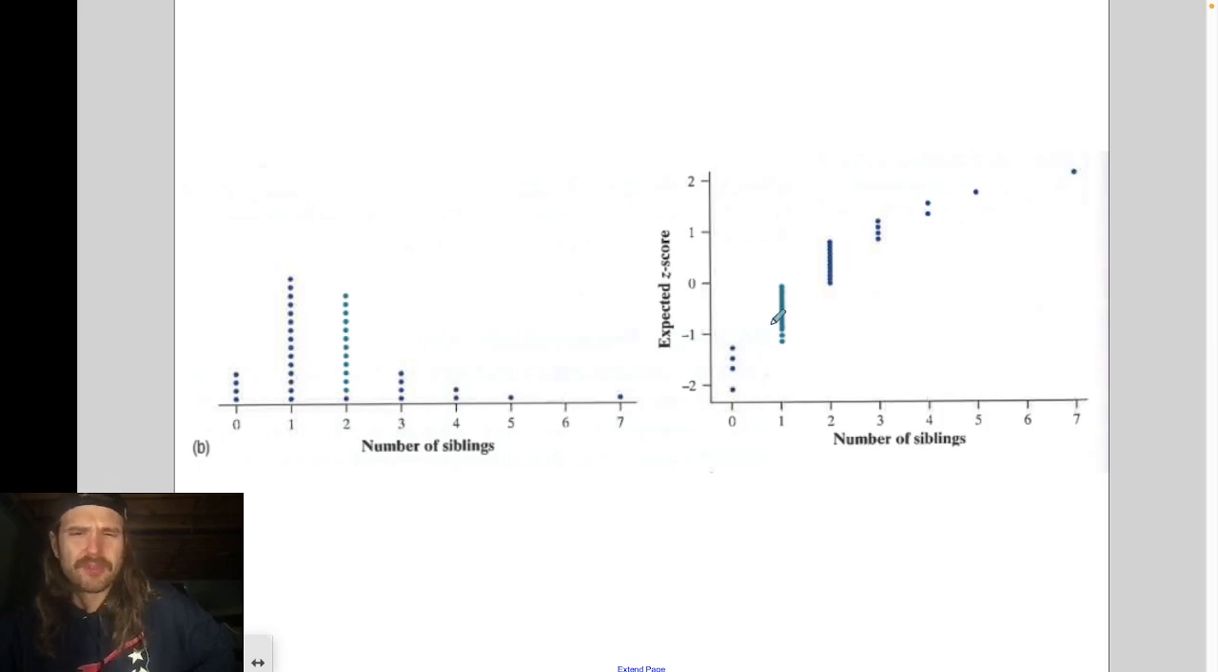This plot is also called a quantile plot or a QQ plot, but normal probability plot is what we're going to call it for the class. It doesn't look approximately linear, so I would say this is not approximately normal data. It looks like it has an arc to it.